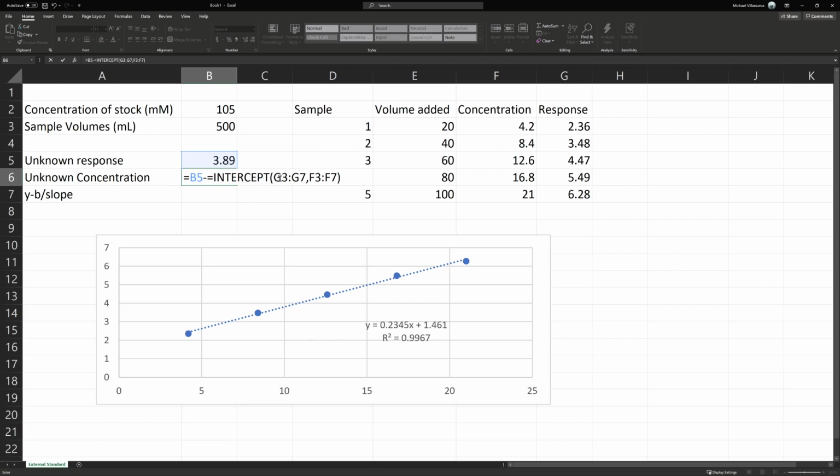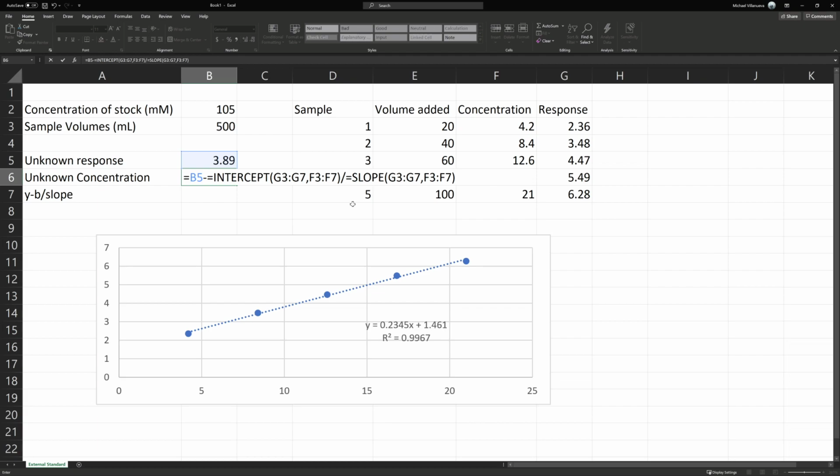We need to do one more thing, and that is to divide by the slope of this graph. So what is the slope? I'm going to use the exact same idea. Equals slope. What does it want? Known y's, comma, known x's, close parentheses.